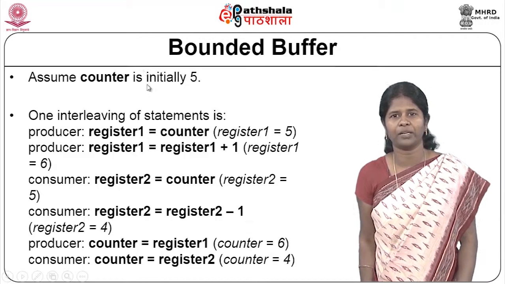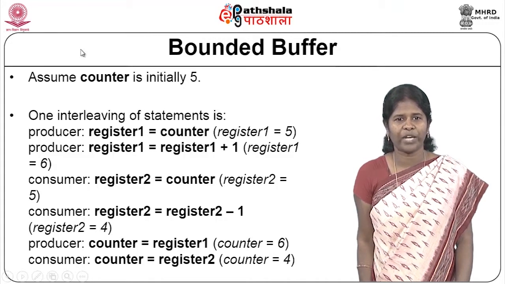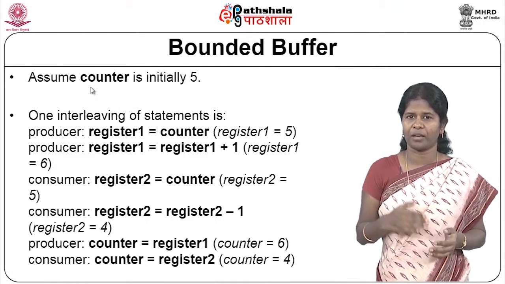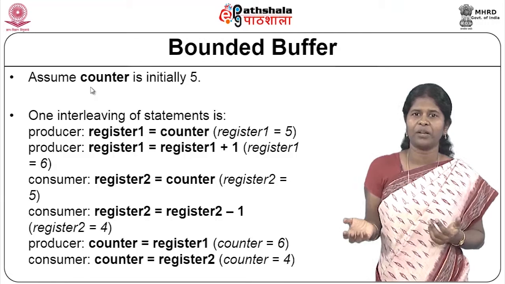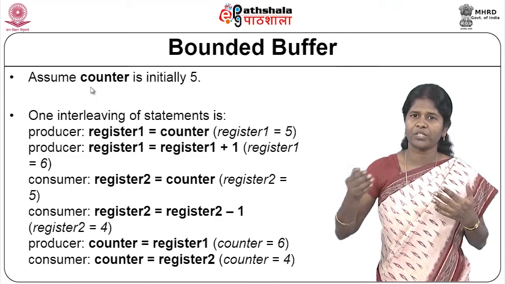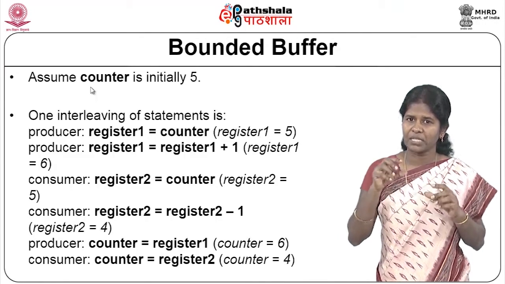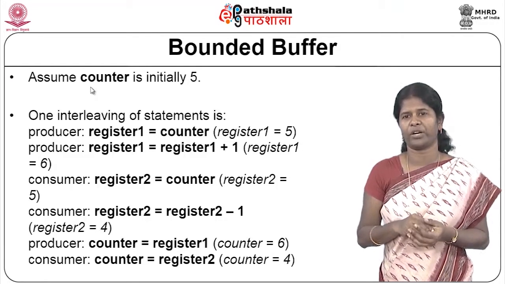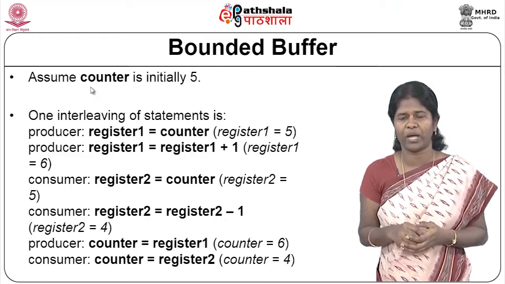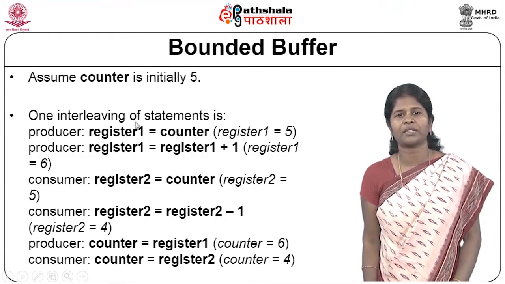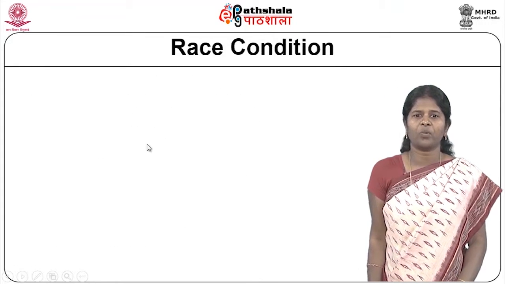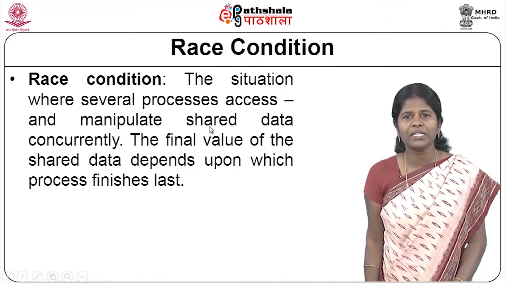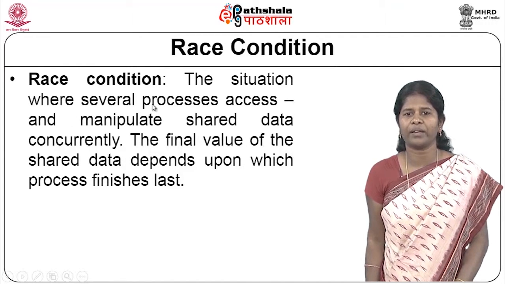So, what happened here? This variable counter was accessed by both processes, the producer and the consumer, which are concurrent processes which try to access the same variable counter, which has not been safeguarded, and hence there is no consistency in the value. So, what is done? This counter plus plus and the counter minus minus should be safeguarded properly, and this condition is called a race condition.